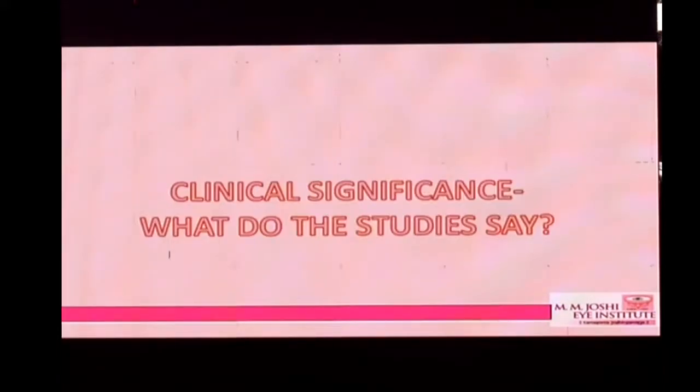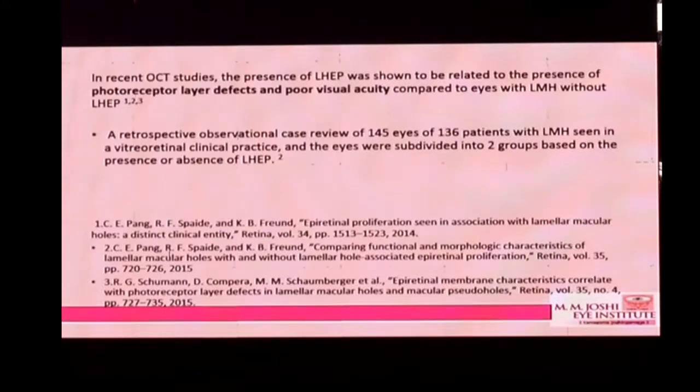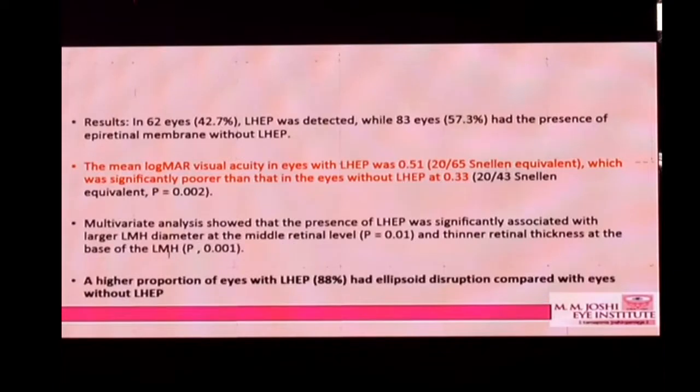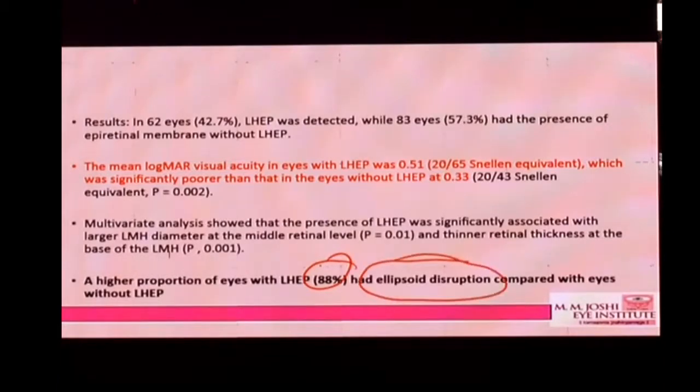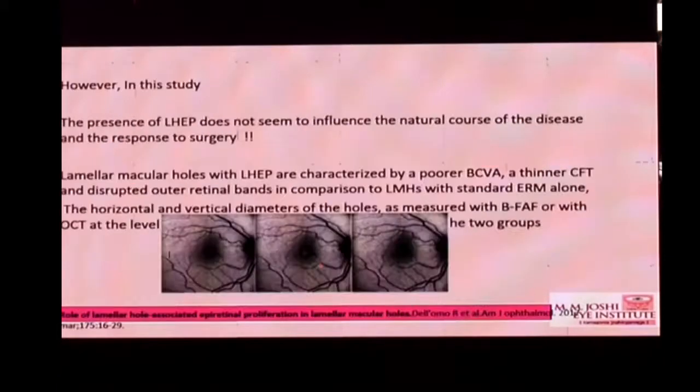So, clinical significance: what do the studies say? In a recent OCT study, the presence of LHEP was shown to be related to the presence of photoreceptor layer defects and poor visual acuity. They found that in their 145 cases, the mean logMAR visual acuity in eyes with LHEP was 0.51, which was significantly poorer than in eyes without LHEP. A higher proportion of eyes with LHEP had ellipsoid zone disruption as compared to eyes without LHEP.